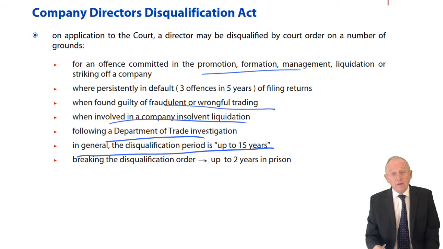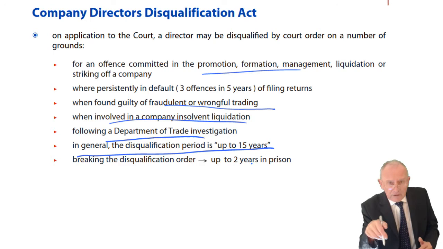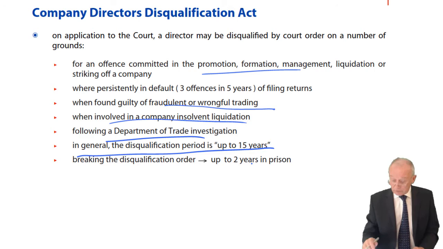And breaking a disqualification order, now you're in trouble. Now you're in deep trouble. You may accept being banned and say, oh, okay, I'm sorry. And not only can you not be a director, you cannot be an alternate director, a shadow director, a non-executive director. If you're banned, you're banned. If you ignore that ban, and it's discovered that you've ignored the ban, up to 2 years in prison. So it's a big step to take.